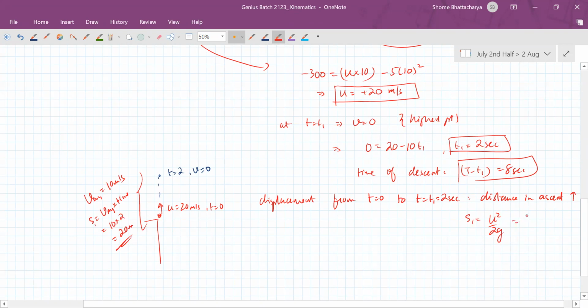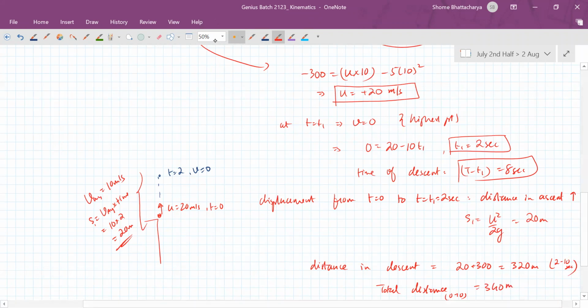Okay, so anyhow, this is 20 meters, and therefore distance in descent is equal to 20 plus 300, because it's gone up by 20 meters and then coming down 300. So distance we will write without sign. So that's 320 meters. So total distance from 0 to 10 seconds. This is from 2 to 10 seconds. That's becoming 340 meters. That's the final part.